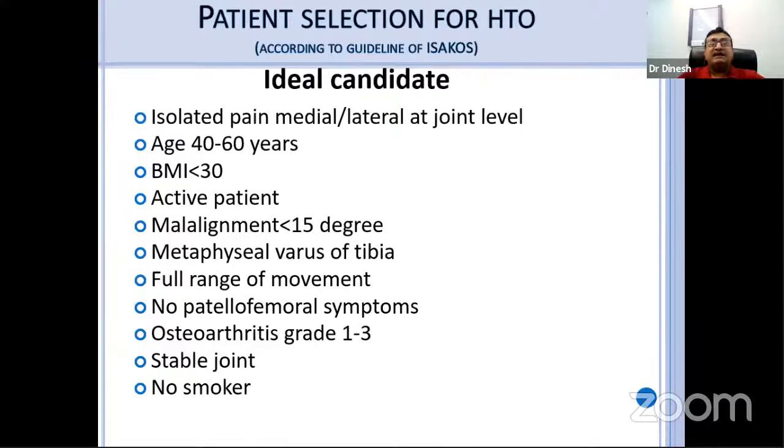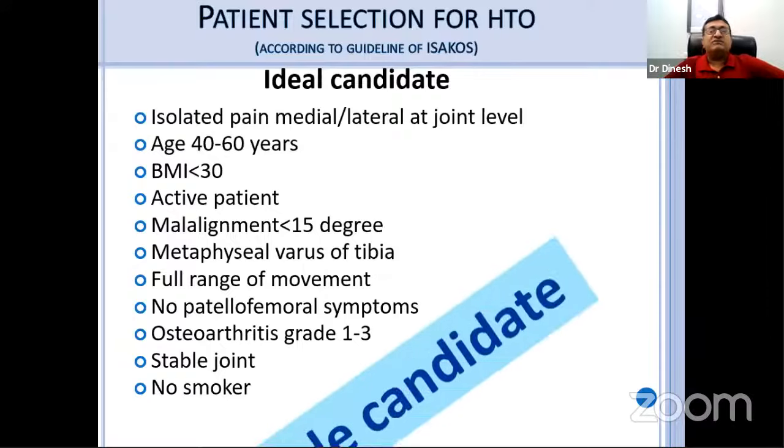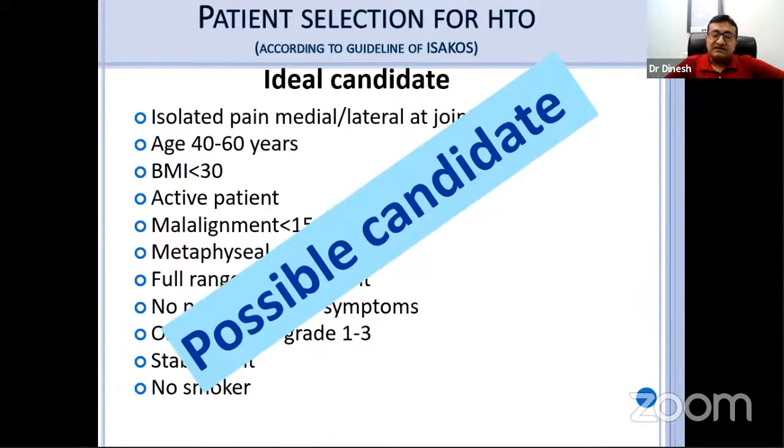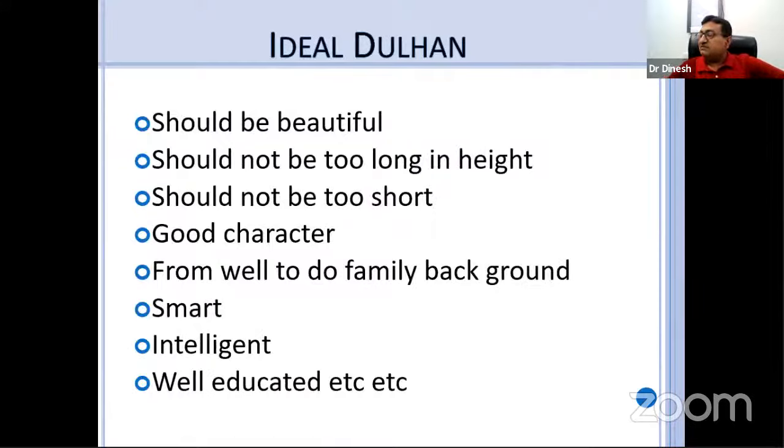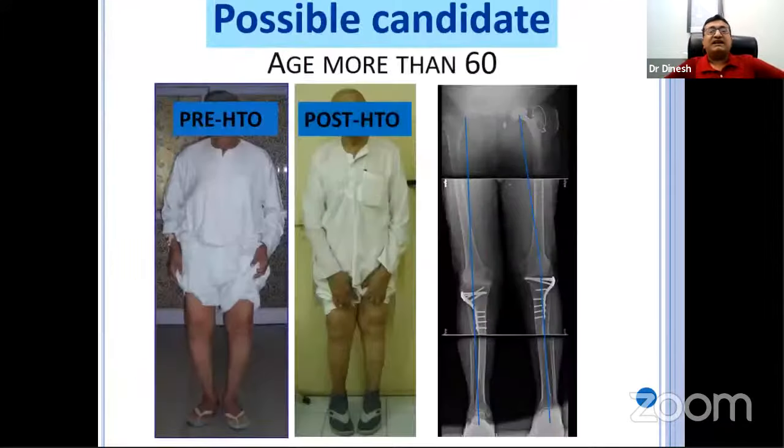If we want to preserve the knee, instead of finding the ideal candidate, we should search for the possible candidate. The ideal candidate is like a young boy who wants to marry and puts a condition that the girl should be beautiful, not too long, not too short, of good character, from a well-to-do family, smart, intelligent, well-educated. I don't think he will find that kind of girl; he has to remain unmarried for a lifetime. So instead of that, we have to accept certain things.